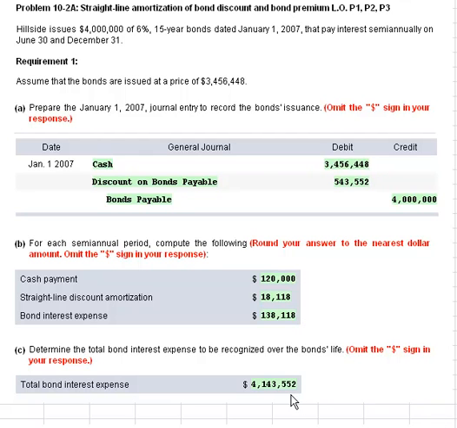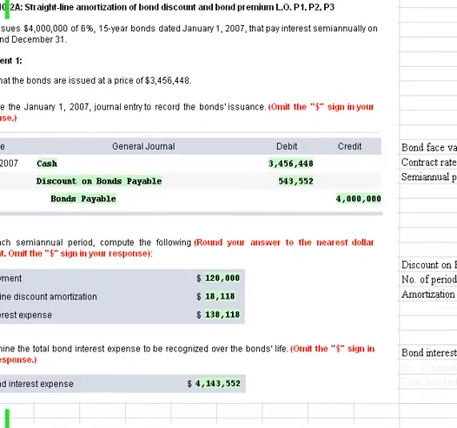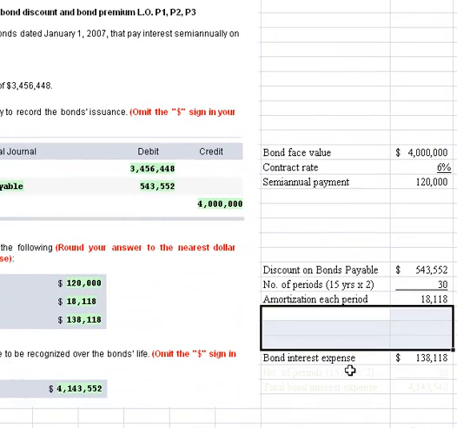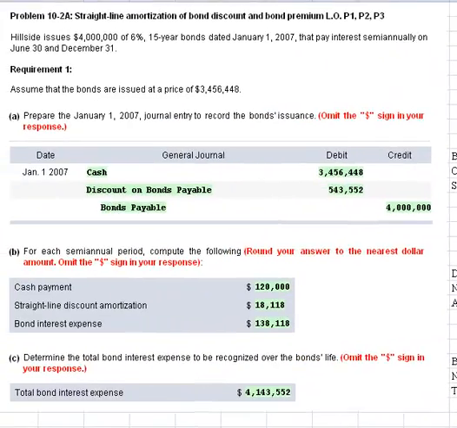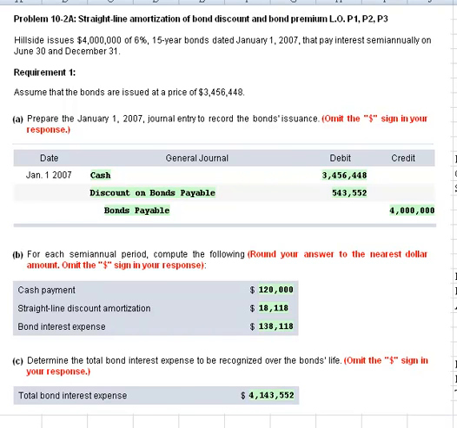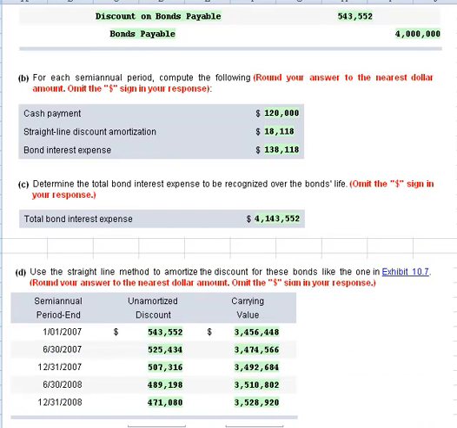And then if you wanted to determine how much bond interest expense you would record using the straight line method, you take the bond interest expense for one period and then multiply it by the number of periods. What you come up with is 4,143,540, which is just off slightly due to rounding. So just a rounding difference and we're off. Now the screen probably jumped a little bit there on you.